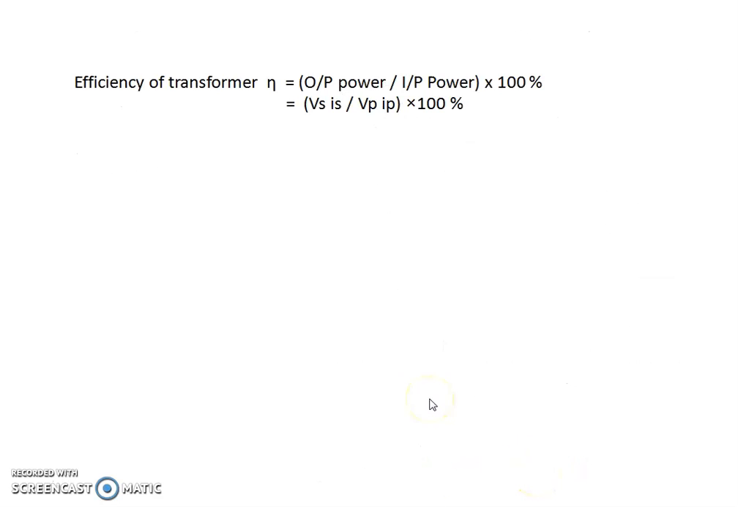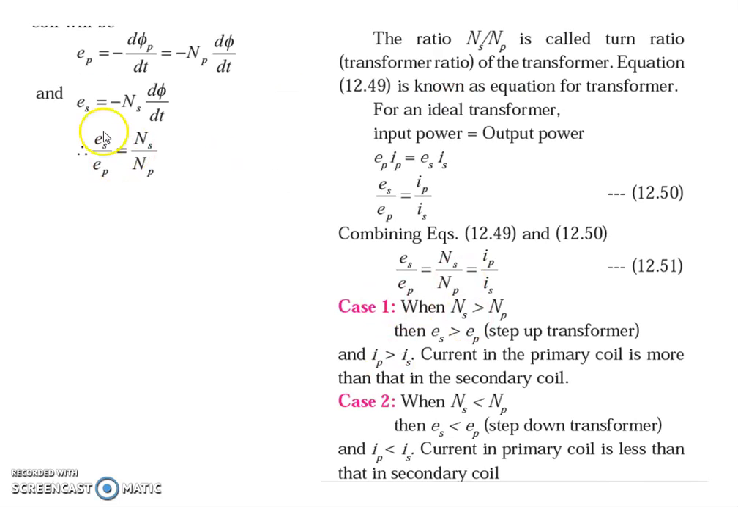Then one more formula. All these formulas are important. That is Es upon Ep is equal to Ns upon Np. This relation is important from the examination point of view. You can simply remember this equation directly, that Es upon Ep is equal to Ns upon Np, and this is equal to Ip upon Is. Based on this relation, there might be questions which can be asked on this topic. A lot of questions are framed on the formula.